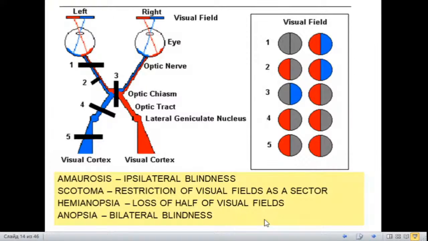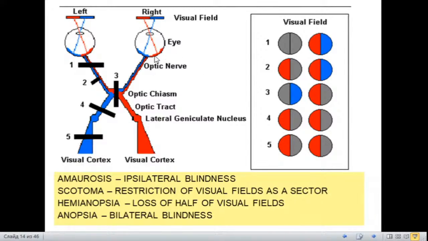Second pair of cranial nerves, optic nerve. It is also a false cranial nerve because it is actually an outgrowth of the brain. Due to development, it derives from the diencephalon, and it is a part of the conducting tracts of the visual analyzer. And let's briefly revise it.